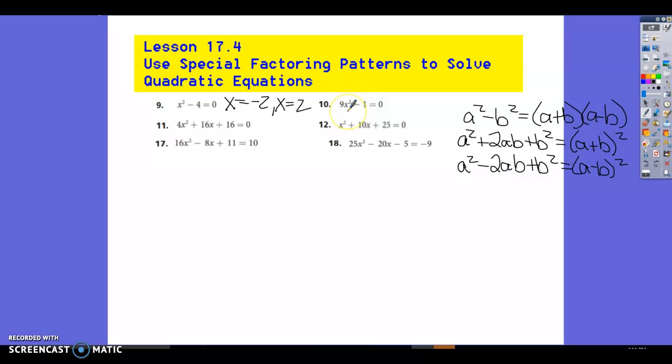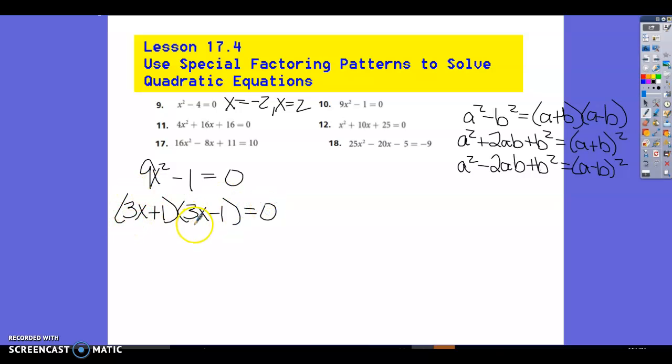All right, so number 10, you can see, is 9x squared minus 1 equals 0. Again, 9x squared is a perfect square. 3x times 3x gives you 9x squared, and 1 times 1 gives you 1. So again, this is a difference of squares. So I'm going to have 3x plus 1, 3x minus 1. That's going to equal 0.